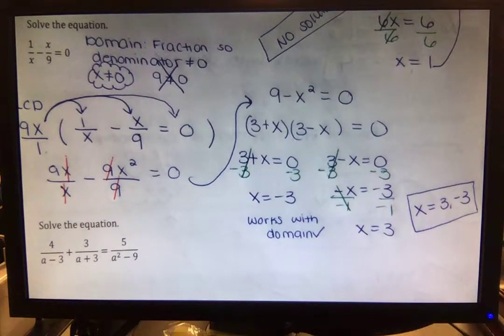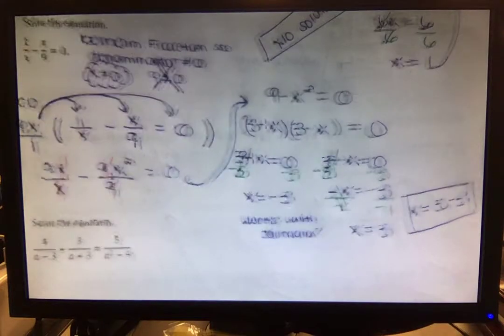Now let's do another one. We're almost done with this section. I know it's long. We're almost done. Solve the equation: 4 over a minus 3 plus 3 over a plus 3 equals 5 over a squared minus 9.